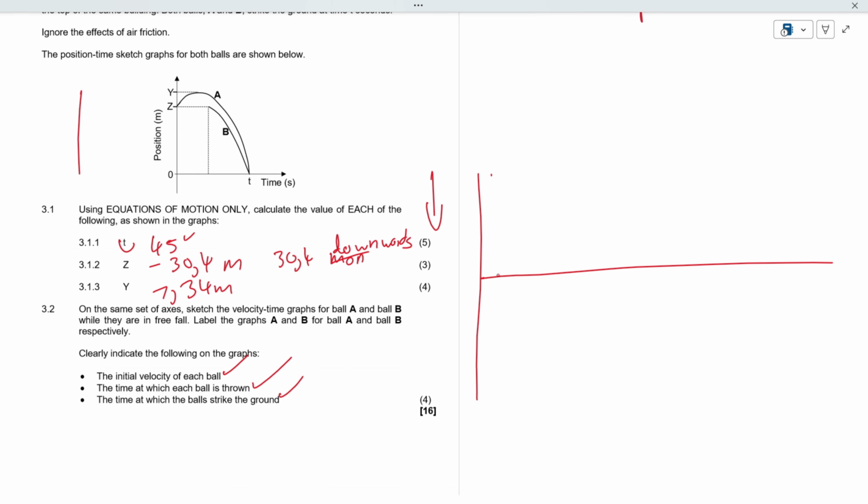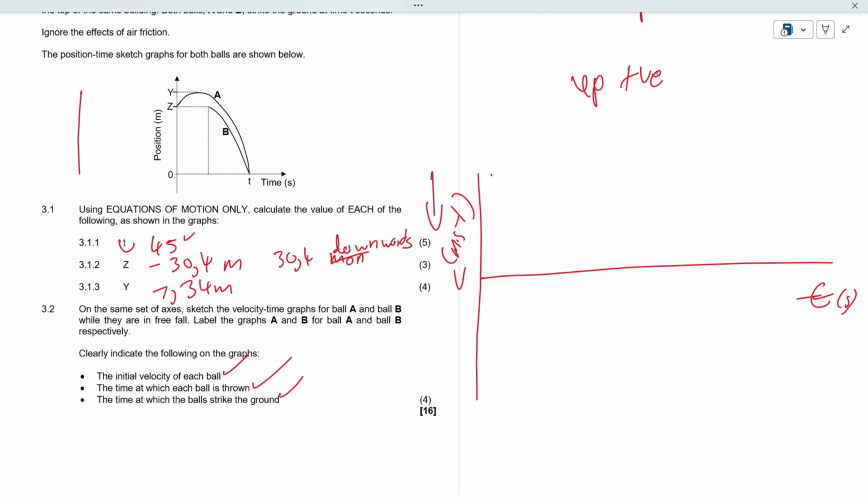This is the velocity, that's a position-time graph, and that's a position-time graph. This is the velocity-time graph, so the time is in seconds and velocity in meters per second. Now, what you have to know about velocity, let's say up is positive.